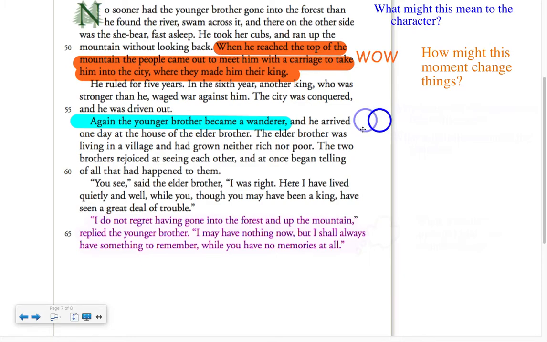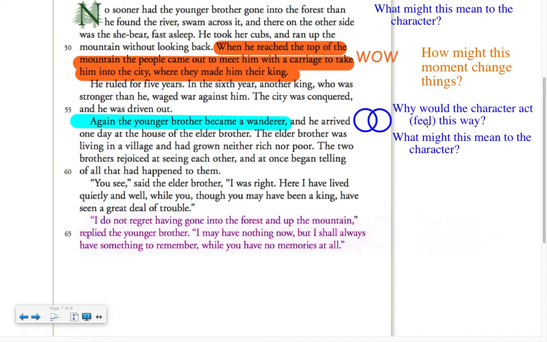I have a contradiction and contrast here too. That brother was a kind of thrill seeker who will take risks and is very driven to find ultimate happiness, and now after finding it, he just becomes a wanderer. It's kind of a contrast. He seems to have changed the way that he's behaving. So I'm asking myself, why would the character feel this way? What might this mean to the character? Does it mean maybe that searching for ultimate happiness isn't worth it? That you kind of lose your zest for life once you fail?